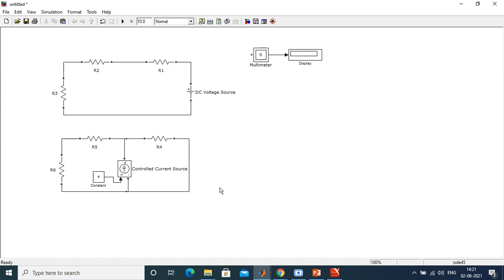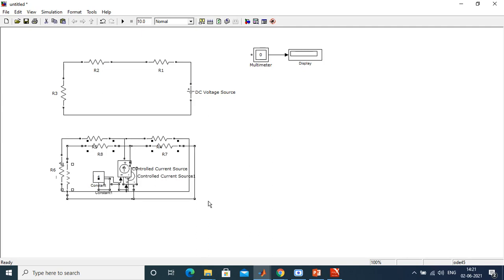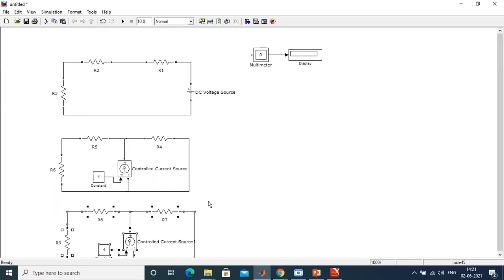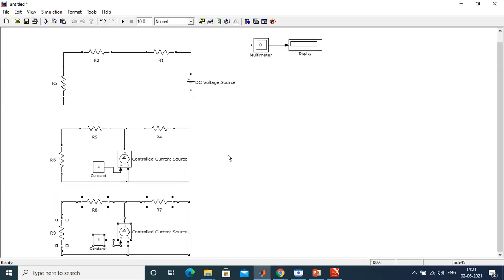Okay. Next, the same circuit, third case, same circuit. But both the sources are acting simultaneously. So I will incorporate the DC voltage source also. Clear? Okay. So now I fix all these things.